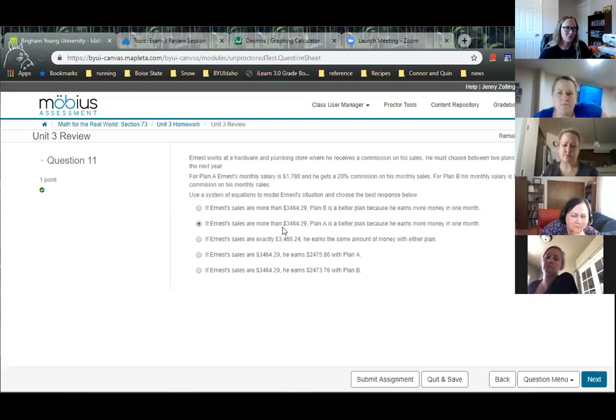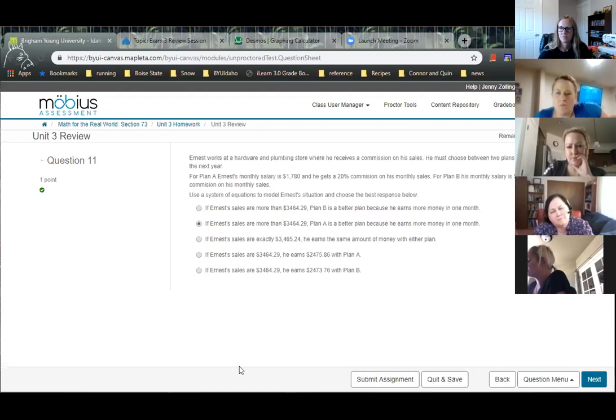Like I say, graphically, I think is the easiest way, but you can check that out just by putting in an amount larger. So if you put in 5,000 for X in both equations, it will be obvious which one of those is giving him more money at that point.